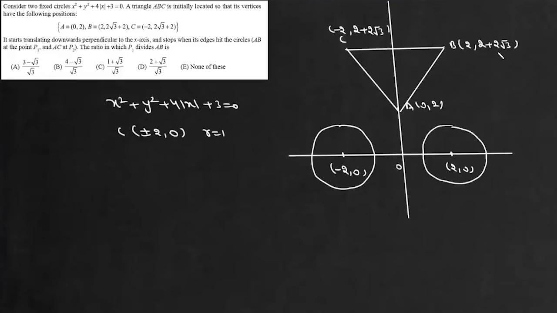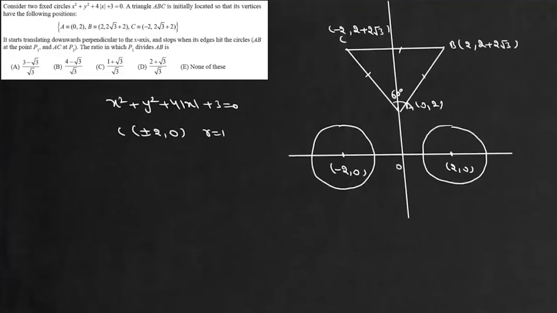Now slope of this line, it is 2 root 3 upon 2 root 3. So this angle is 60. And here this slope, it is minus root 3, 120. So this angle, it is 60 degrees. So basically it's an equilateral triangle. Now it says it starts translating downwards perpendicular to the x-axis and stops when its edges hit the circle AB at the point P1 and AC at point P2.